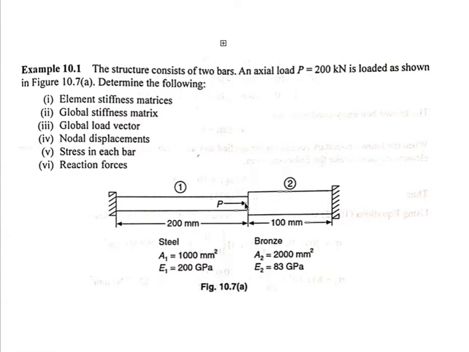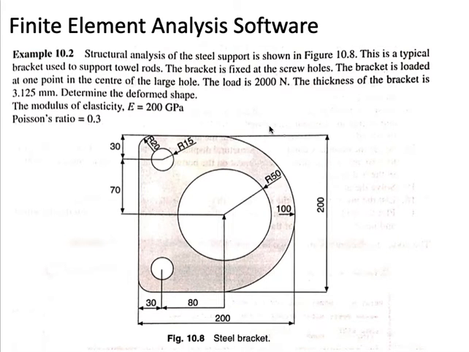If you want to do a finite element analysis in software, we'll see another problem, of this particular steel bracket. For example, in 10.2, the second example, the structural analysis of a steel support is shown in figure 10.8, and this is a typical bracket used to support towel rods. The bracket is fixed at the screw holes. The bracket is loaded at one point in the center of the large hole.